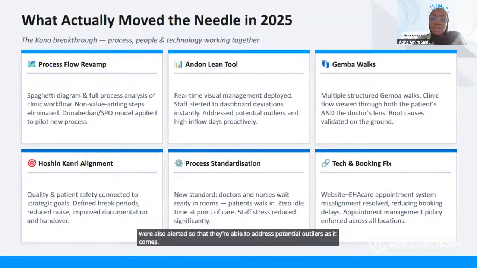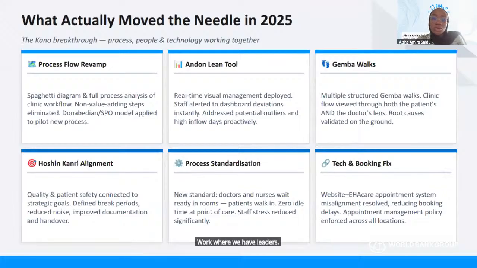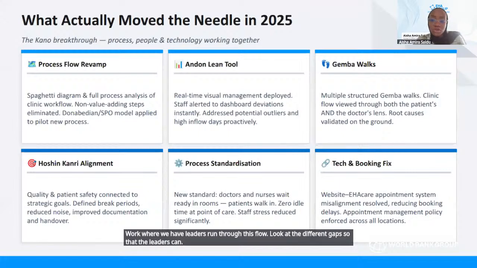Then we also employed the Gemba work, which is a structured work where we have leaders run through this flow, look at the different gaps so that the leaders can also look from the doctor's lens, right, and the patient's lens. And this also brought about a lot of root causes that we validated on the ground.